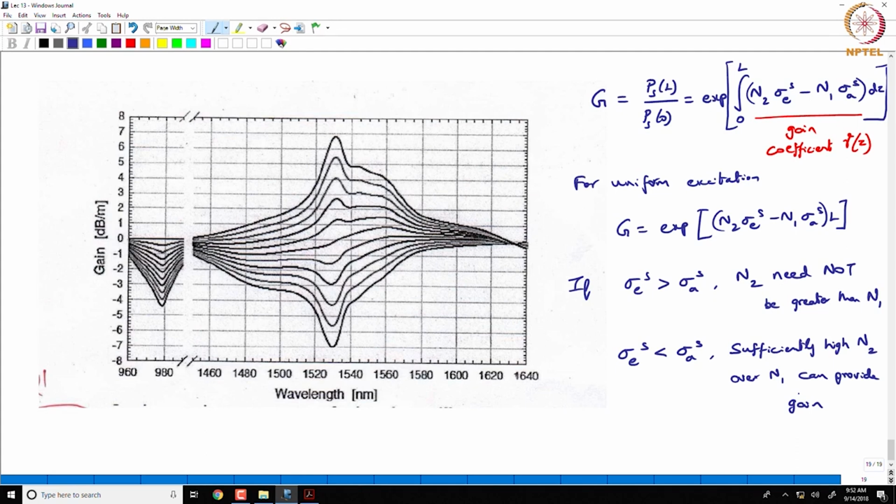So, that is the point. You need population inversion for lasing to happen in the case of sigma E equal to sigma A. So far we had been saying that, but the definition of inversion we are slightly modifying, right. We are saying that the inversion is not just number densities, you have to factor in that cross section also.